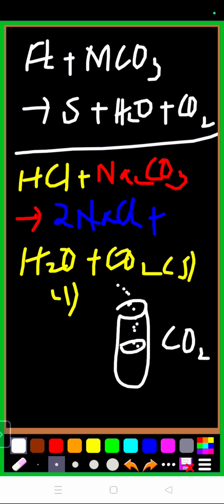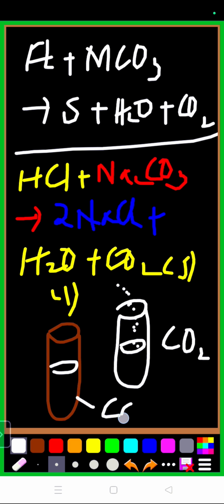And how do you pass it? You pass it by having another test tube, and in this test tube you must pour lime water that is basically colorless. Lime water is basically a solution of dilute calcium hydroxide. This is lime water, and this is calcium hydroxide, that is lime water.